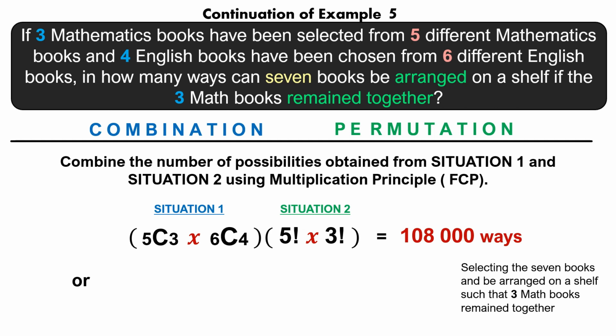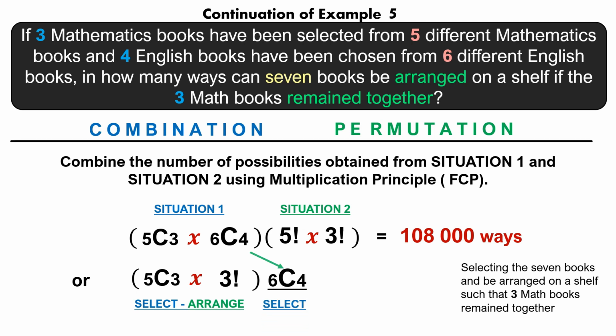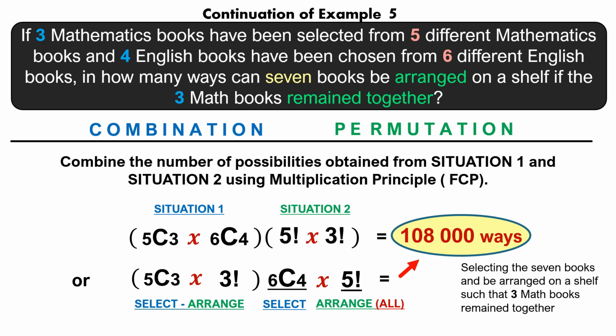Or, we can rewrite our expression or notation in this form. Select 5 choose 3, then arrange, so we have 3 factorial. Next, select again 6 choose 4, then arrange all, so times 5 factorial. So we have the same answer of 108,000 ways. So now, let us try it by yourself once again. Let's check if you can answer the next problem similar to this problem situation.